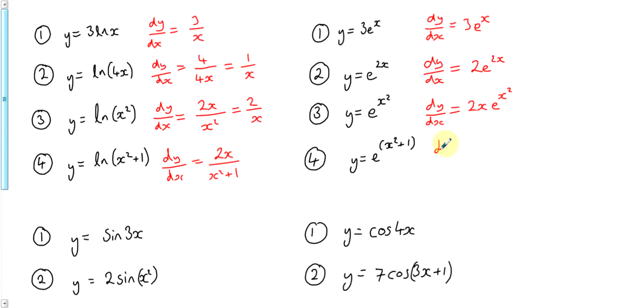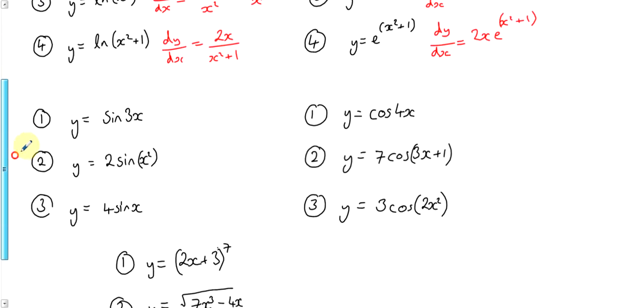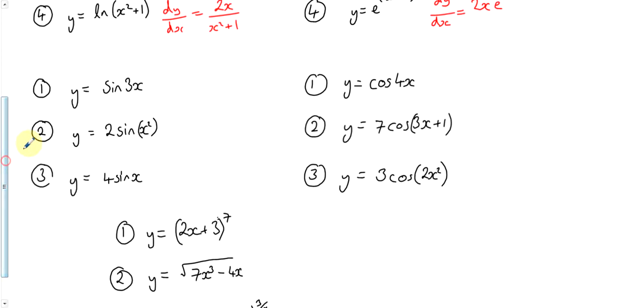It's 1 over whatever's inside. And the last one, dy by dx equals, and we differentiate what's inside the brackets, which gives us 2x, and then e to the x squared plus 1. And as I say, you can verify any of these with the chain rule, and you should be able to, because there will undoubtedly come the ones where you're not sure if this is right.